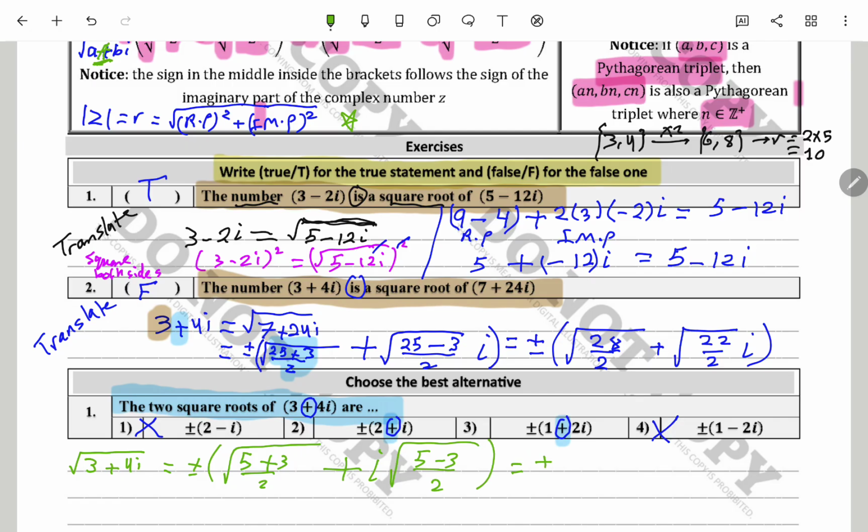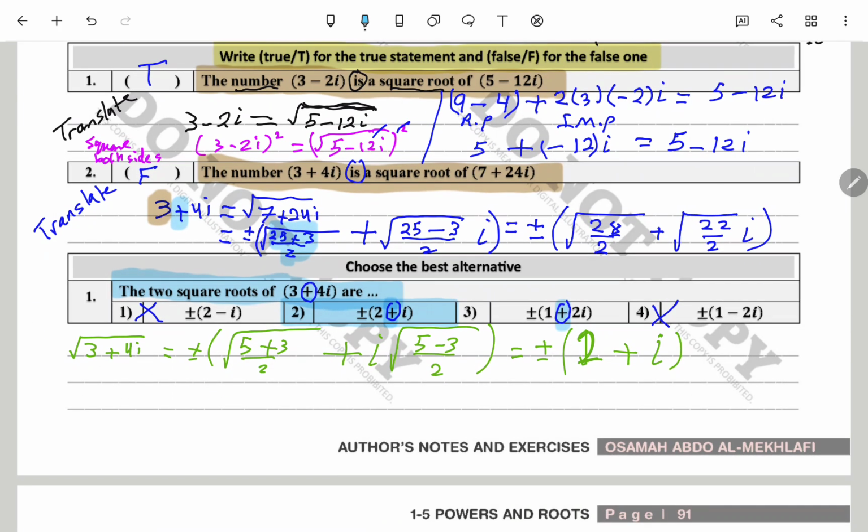Now try to calculate or evaluate what you have. 5 plus 3 is 8 divided by 2, that will give you 4, and the square root of 4 will give you 2. So it's 2 plus, also 5 minus 3 is 2 divided by 2 is 1, and this will be 1i, so I can write it i only. So this is the answer, which is 2 plus i. So I can choose the second alternative, and this is good.